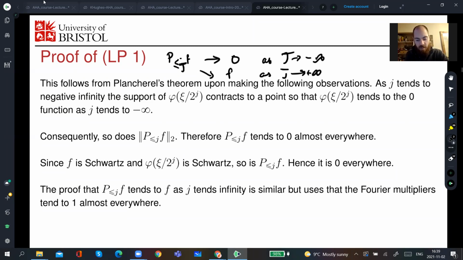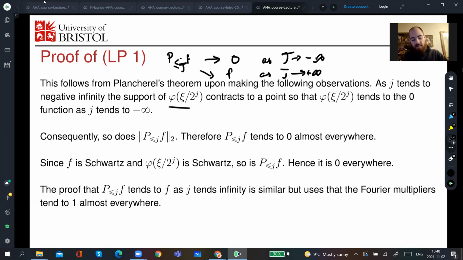Yeah, so let's do the top one first. The key observation is that these phi functions, when I scale them by 2 to the j, it's just contracting the support as j goes to minus infinity until it's basically just 1 at the origin and 0 everywhere else. That function is almost everywhere 0. So on L2, it is basically a 0 function, and you're just multiplying 0 times f, and that gives you 0. Okay, it's not a Dirac delta function. It's going to an honest 0 function.